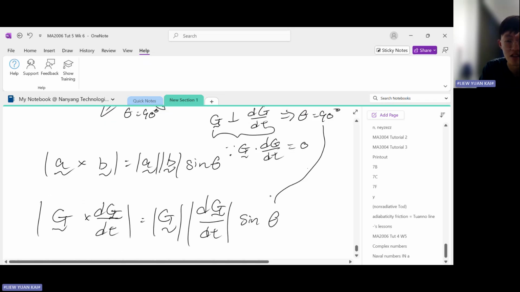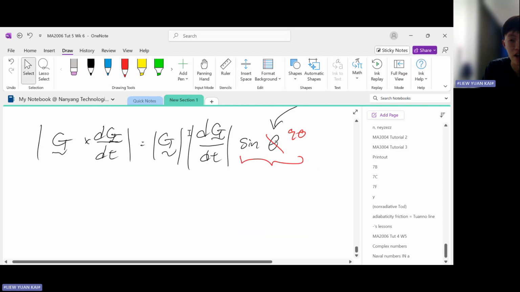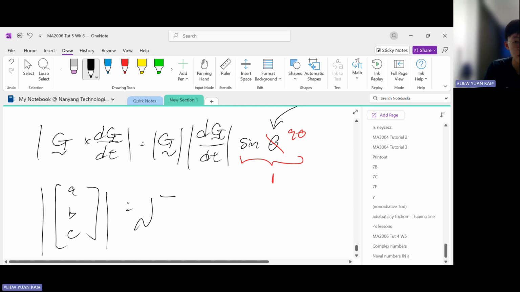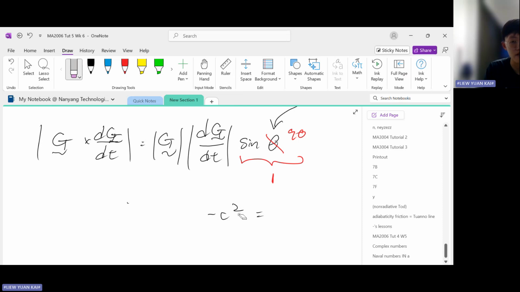So you can substitute theta equals 90 into here. Let's go ahead and do that. Sine of 90 is equal to 1. Very nice. So now we need to find magnitude of G and magnitude of dg dt. It's very, very simple. These two are vectors, right? If I give you a column vector which has the entries A, B, C, to find the magnitude of this vector, you just take the square root of A squared plus B squared plus C squared, which is the Pythagoras theorem. So that's what you do for magnitude of G and magnitude of dg dt.